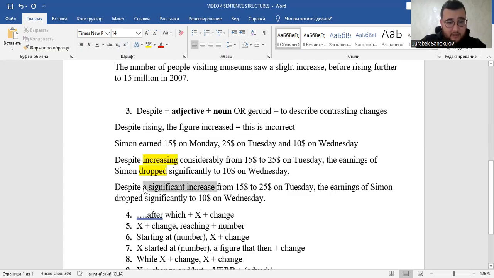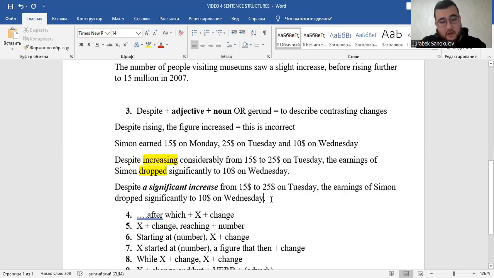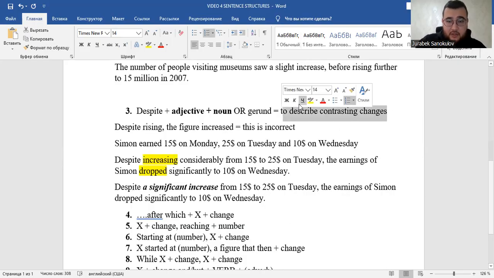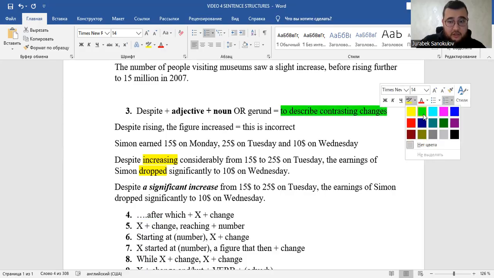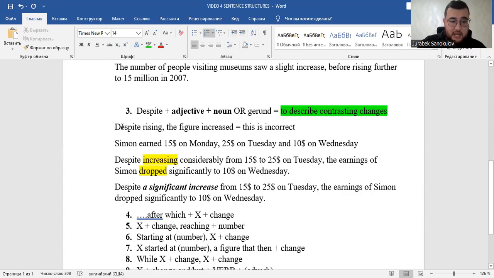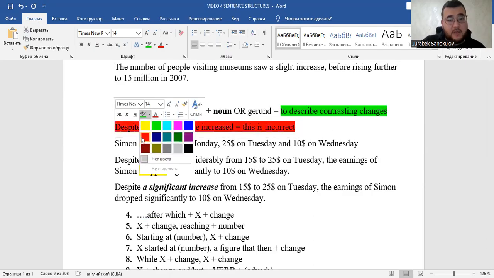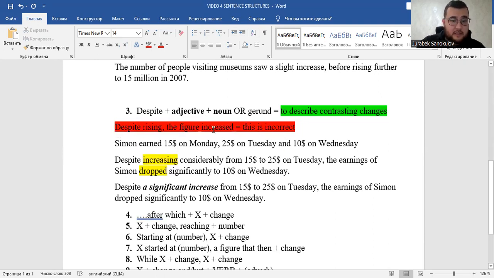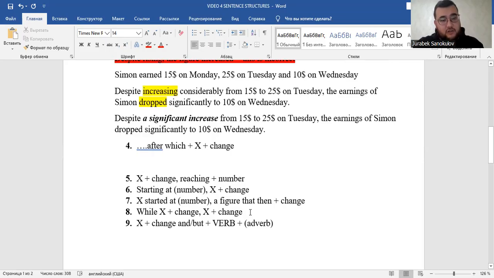So that's how you will use it. So now we used a noun sentence structure here. So I repeat one more time. You need to use this sentence structure to describe contrasting changes. You cannot say this, for example. You cannot say this. So basically that's how you will use it. Now let's learn the next sentence structure.